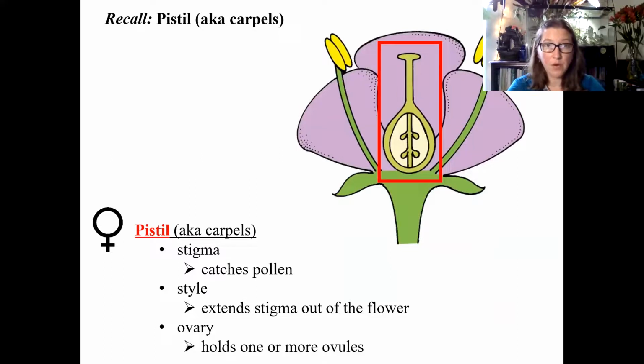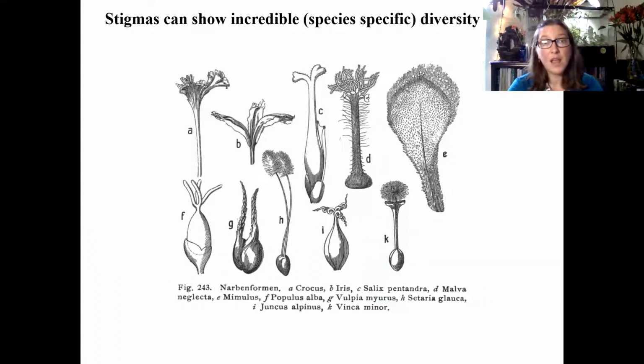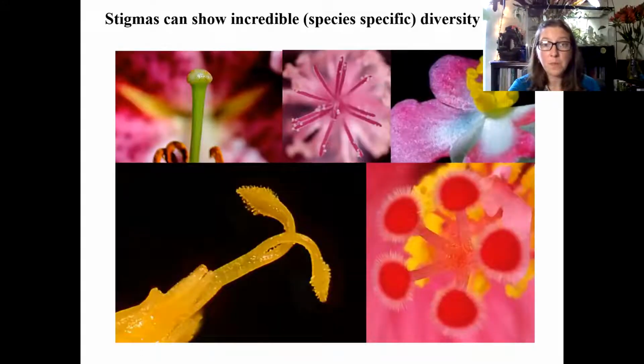Remember this from the flower lecture, right? The pistil has these parts. Here, the pistil is the whole structure inside of that red box. On the top of that structure is the stigma, which I always say sticky stigma because that catches pollen. You can have a lot of diversity in what the stigma looks like. Sometimes curlicues, sometimes little pom-poms, sometimes it's branched. Here are some examples from real life.